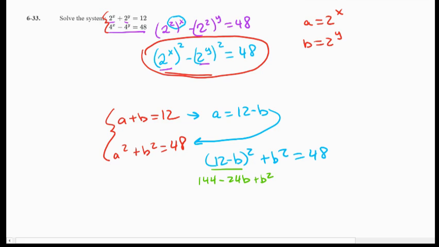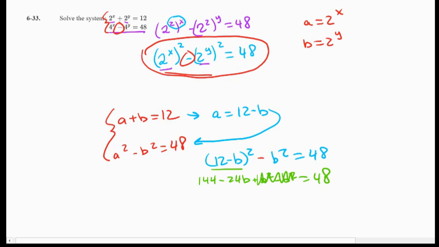I feel like I made a mistake somewhere. Oh, I apologize. I rewrote this part wrong. It's minus b squared because this is minus here, so that's my fault. I made a slight error, which would have affected our final answer here. So b squared equals 48. Now I am going to positive b squared and negative b squared becomes 0.